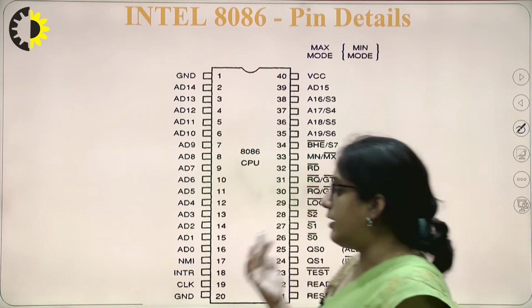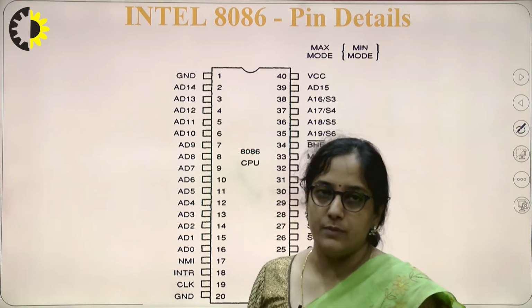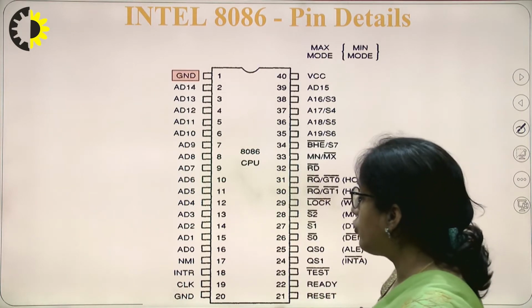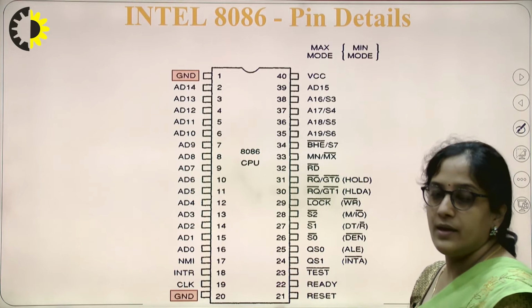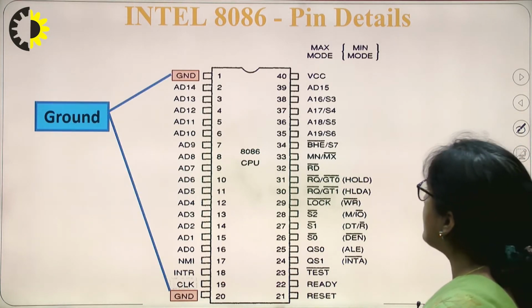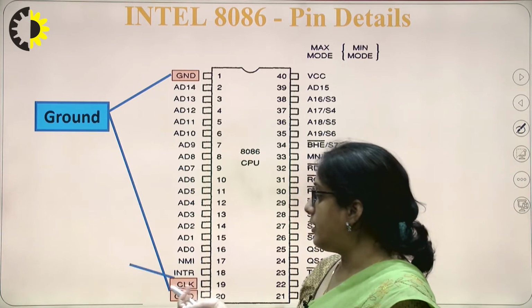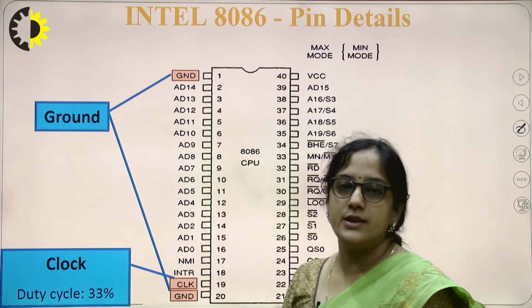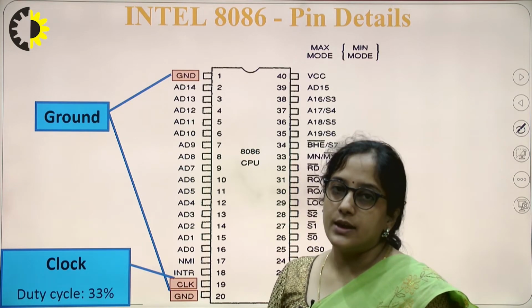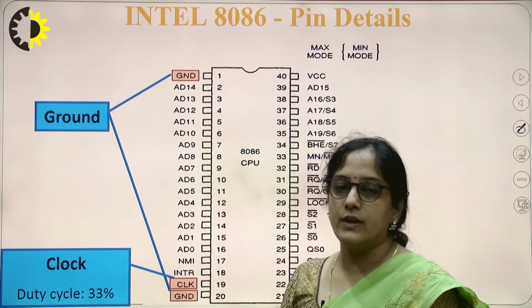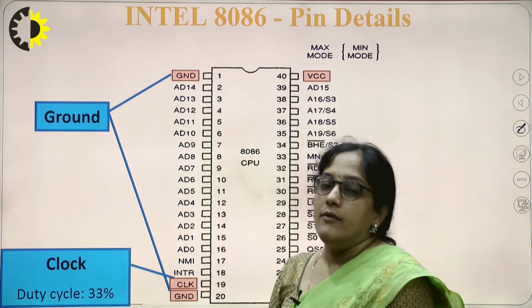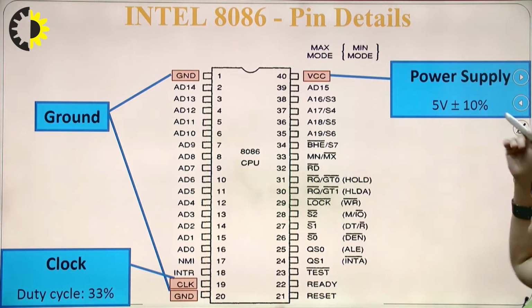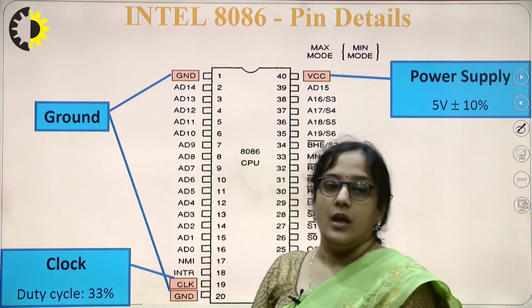First we will see the common signals, then we will go with the minimum mode signals, and then the maximum mode signals. First of all, there are 2 grounds available here, one VCC and one clock. The clock here has a 33% duty cycle. 8086 works with a clock having a 33% duty cycle; it does not work with a 50% duty cycle. VCC is plus 5 volt, and plus or minus 10% is the tolerance. Then the reset signal.